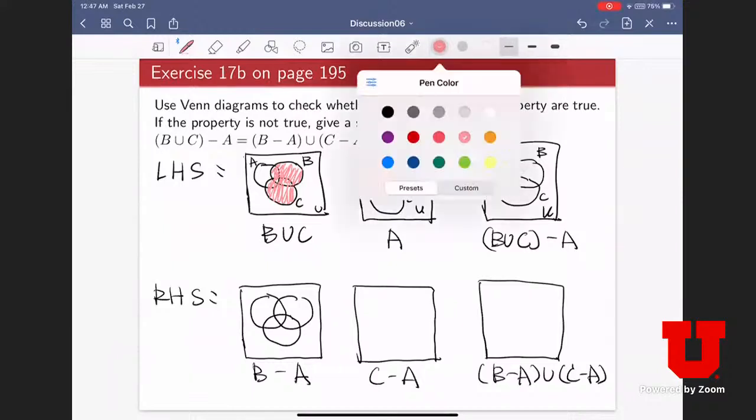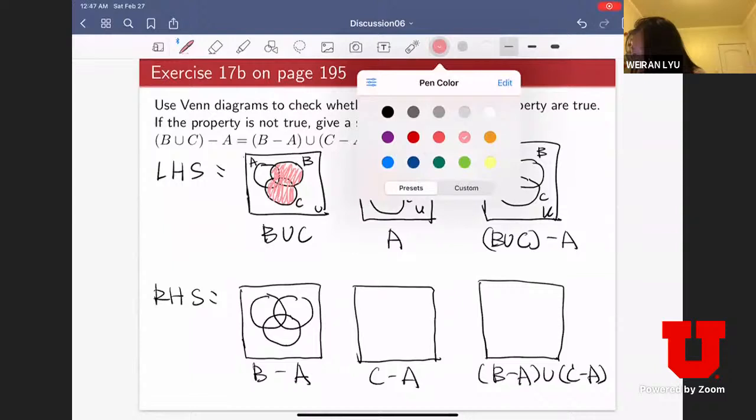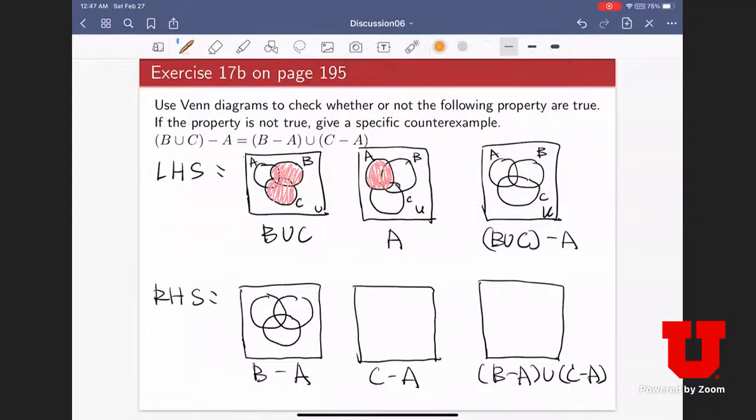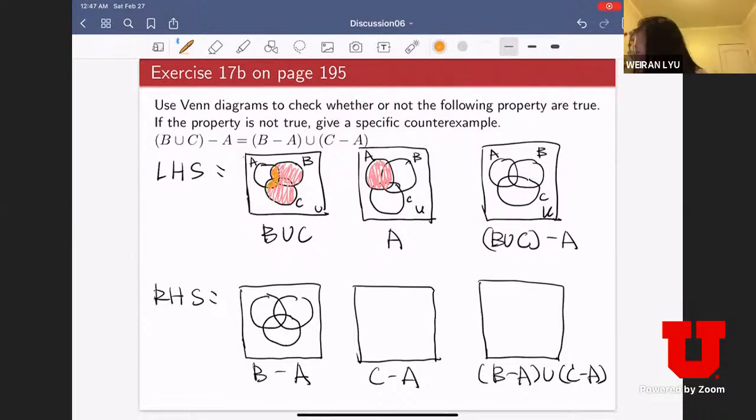Exactly. Basically, we're just going to discard this part. So what we're left with is just this. Okay, so did everybody get the same?